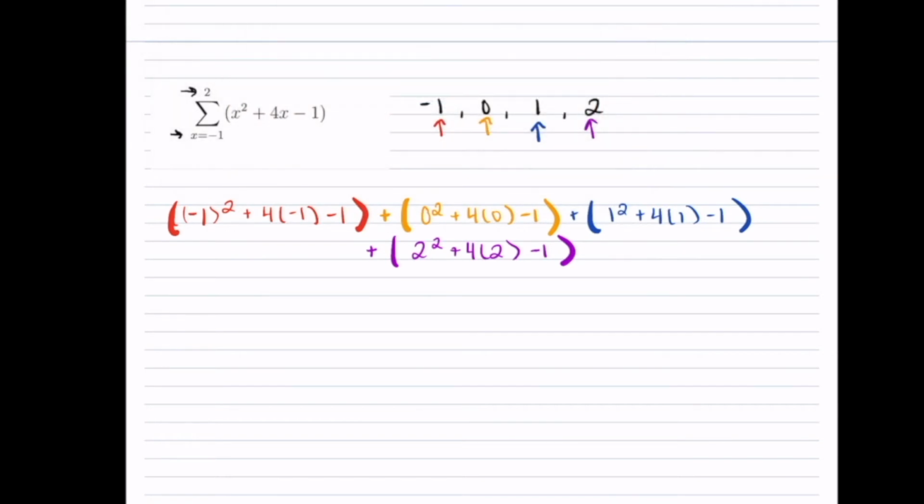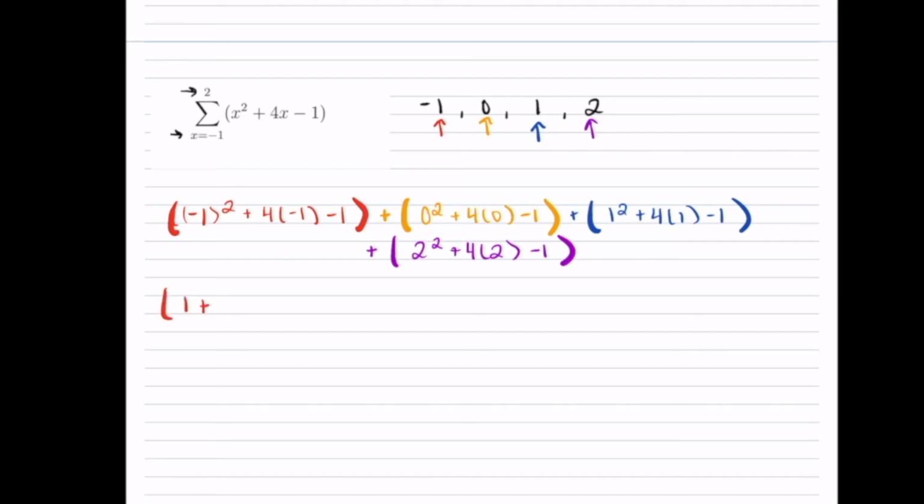Alright, so let's simplify these a little bit. We don't really need a calculator for that. You can, but it is kind of basic math. So negative 1 squared is negative 1 times negative 1. That is positive 1.